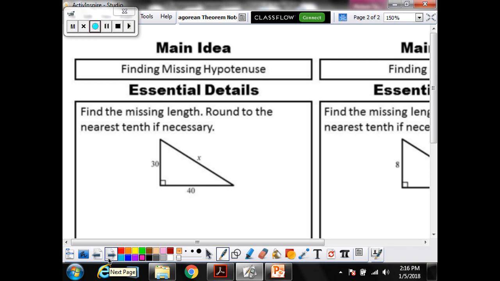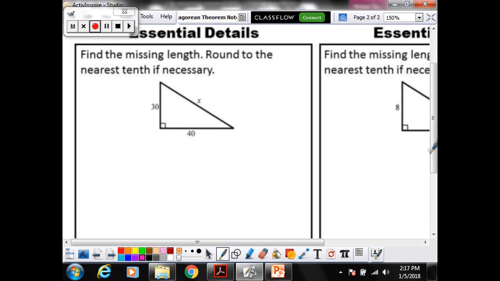So in this first example, it says we're going to be finding the hypotenuse. So in other words, we're finding the longest side. So when we solve this, we should know that if we're finding the hypotenuse and we're finding the longest side, our answer should be bigger than 30 and 40. If we get something less than 40 or less than 30, we know we did something wrong.